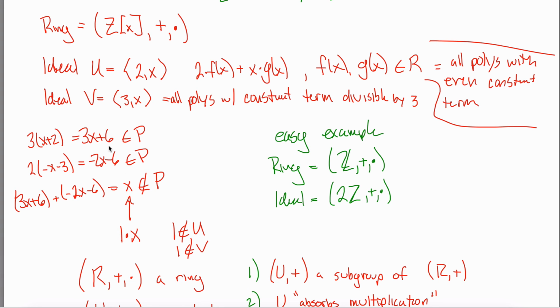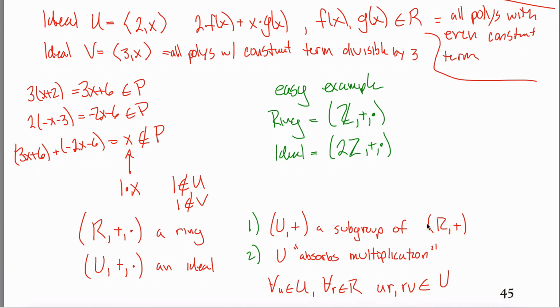So what's going on is that I have two polynomials in P, but their sum is not in P. So what that's saying is P does not give me an additive subgroup. So therefore P is not an ideal.